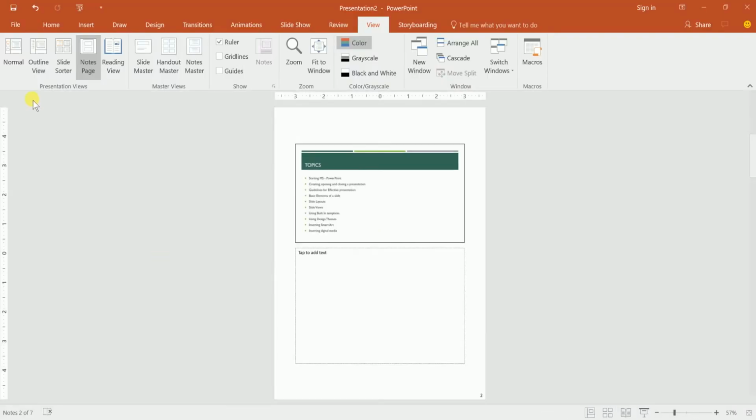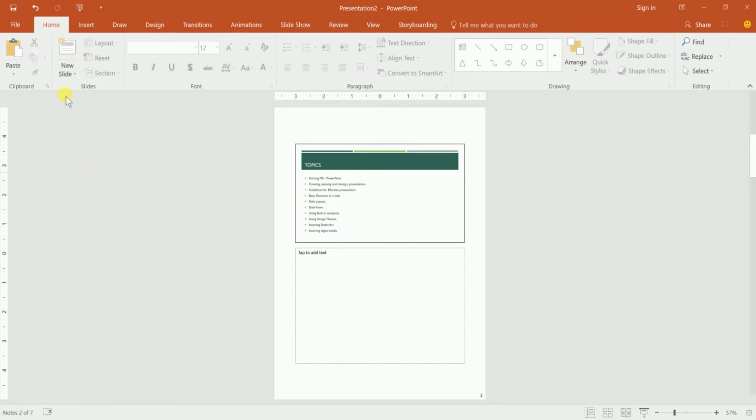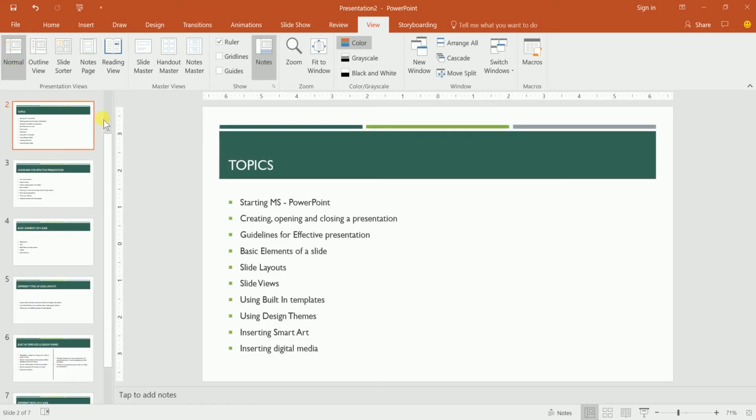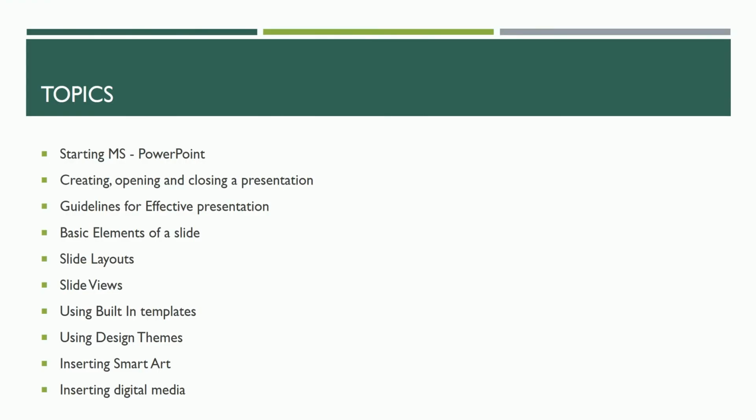Now let me discuss your slideshow view. I'm going back to normal view again, and here on the status bar you can see these 4 icons provided to you. One is your normal, slide sorter, reading view, and last one is your slideshow. You can go for slideshow by clicking here, or on the keyboard you can press the F5 function key. As you click the F5 function key, this is your slideshow.